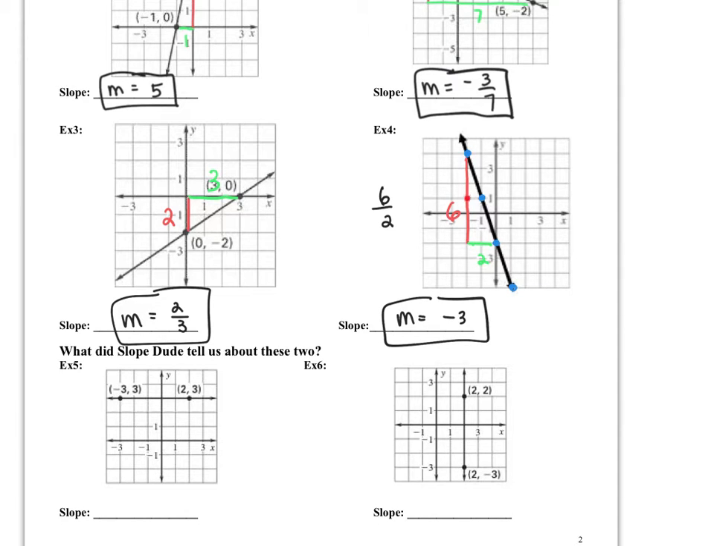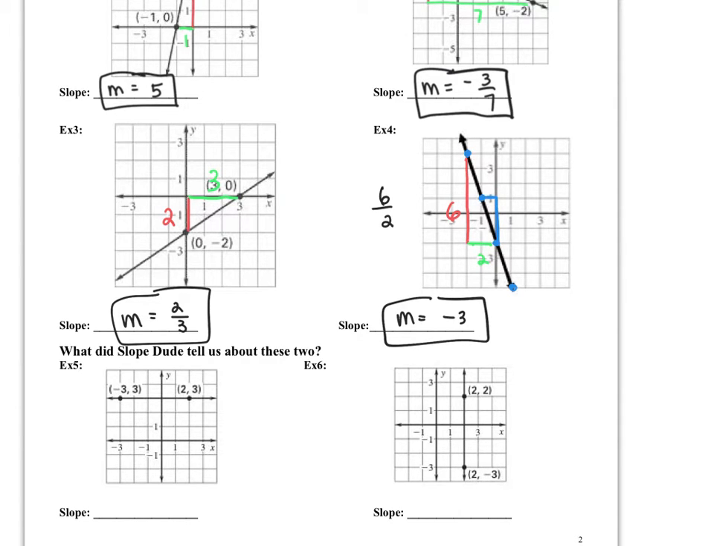Now between these 2 points, the rise was 6 and the run was 2. 6 over 2 reduces to 3, but because my line is decreasing as I read it from left to right, that means that it's a negative slope. You might have chosen these 2 points right here, and if you had, you would have ended up with a rise of 3 and a run of 1.